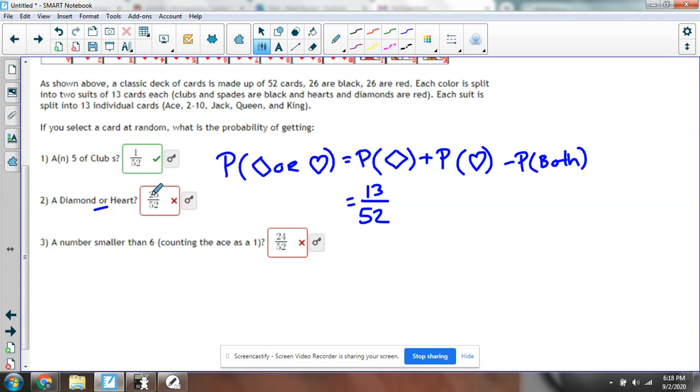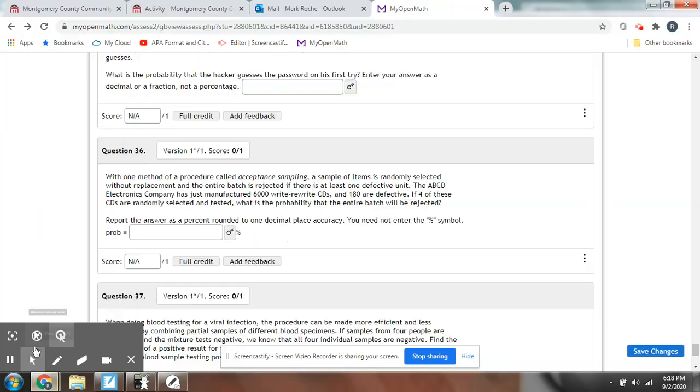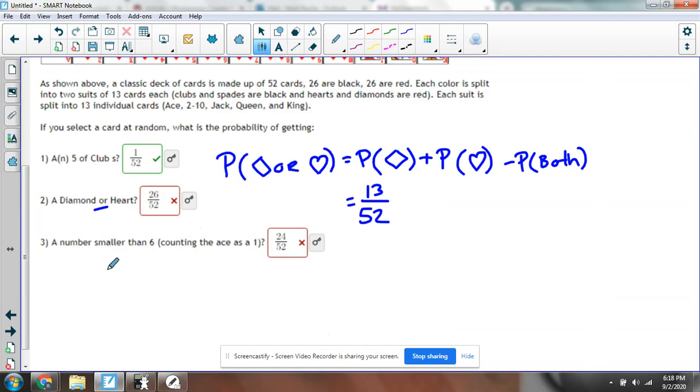Look at your answer. This should be correct. A diamond or a heart. Hold on one second. I just noticed, so okay, your answer is absolutely correct. 26 out of 52. Except that the website wants a reduced fraction. They wanted you to write 1/2. I would catch that when I graded it, but that's why they marked it wrong, because you didn't reduce it to 1/2.